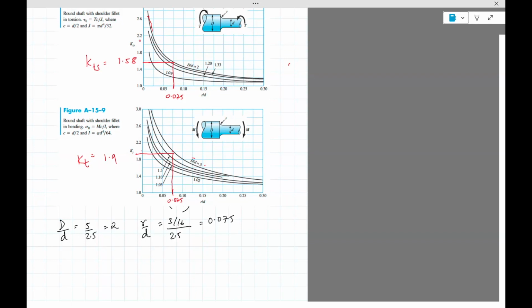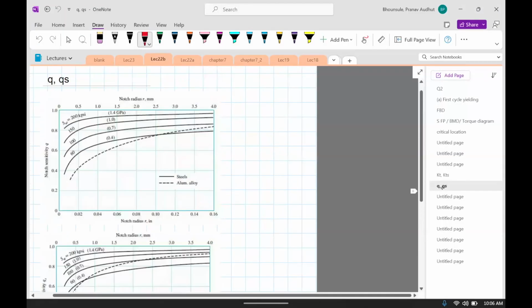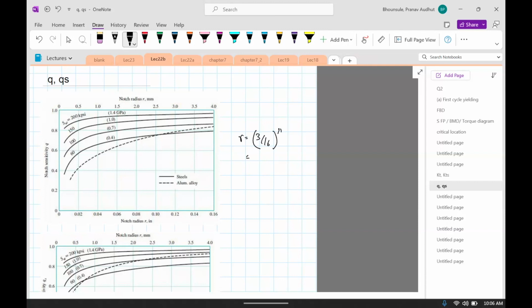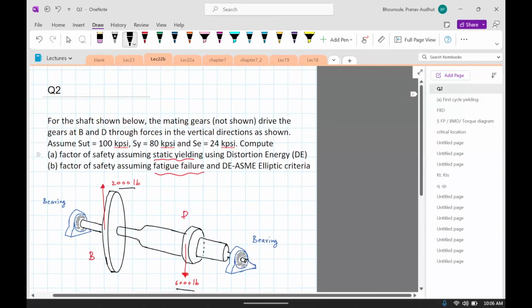Now we need to compute Q so that we can compute Kf and Kfs. Let's look at these figures. For these figures, we need the notch radius, which we know is 3/16 of an inch. What's 3/16 of an inch? It is 0.1875. And then we need Sut. This is in the problem. Sut is given, it is 100 kpsi.